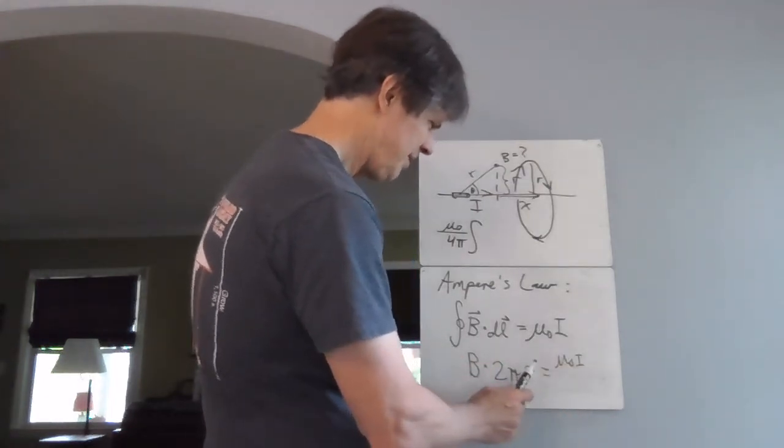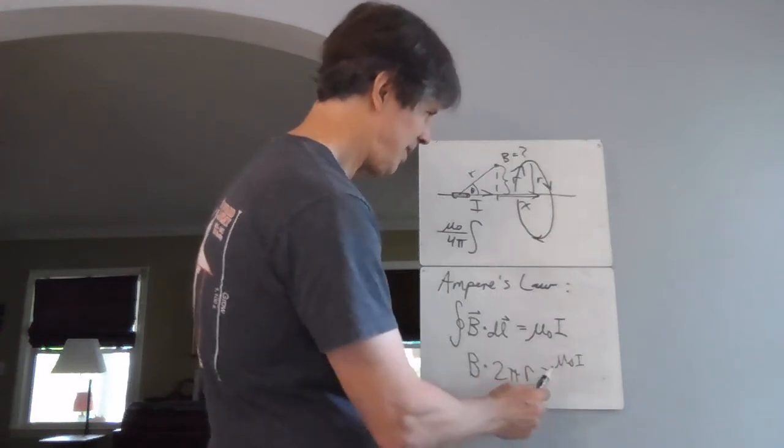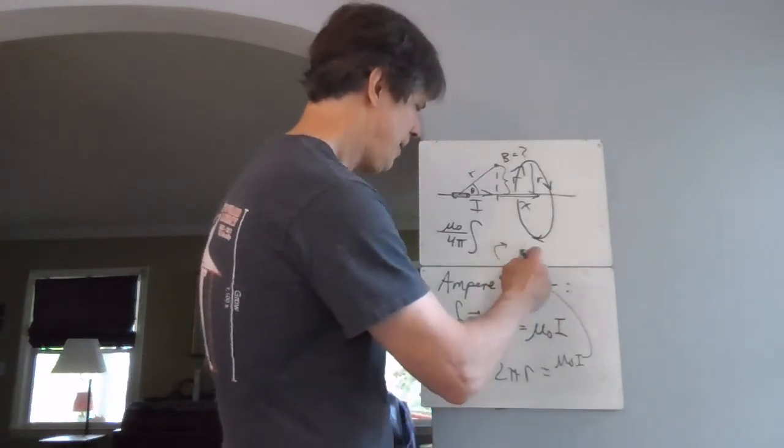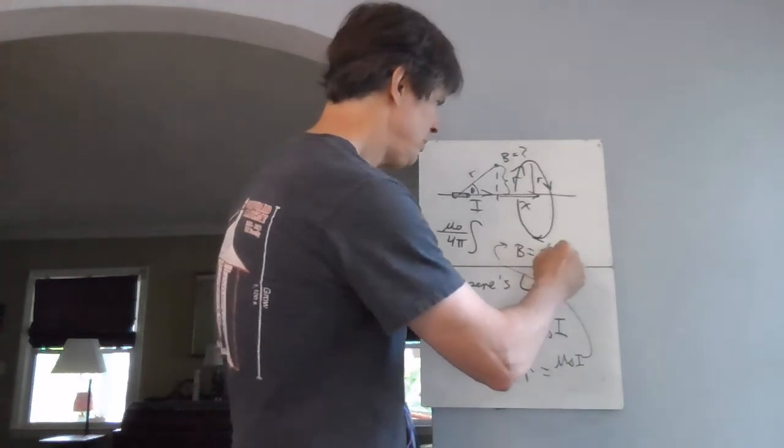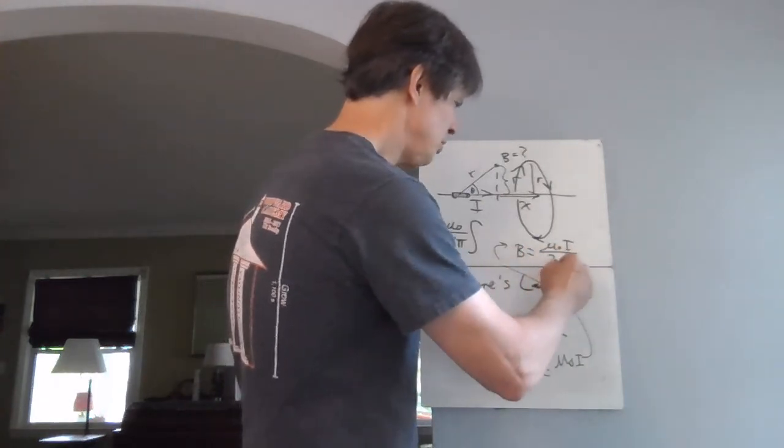So actually, I'm just going to say it. Well, I'll write it up here. Yikes. B equals mu naught I over 2 pi r.